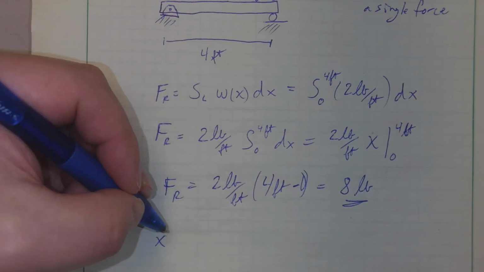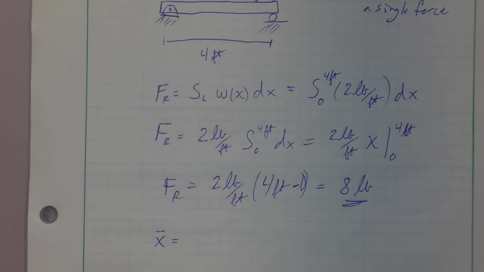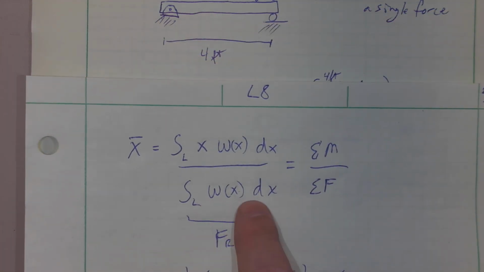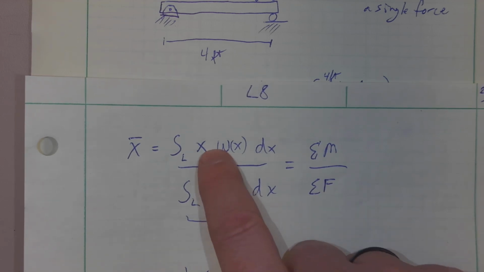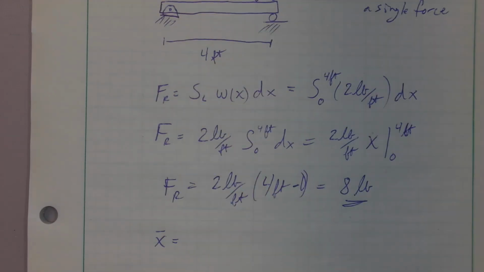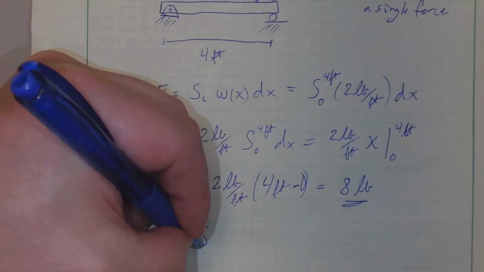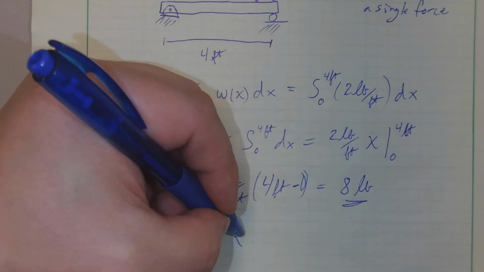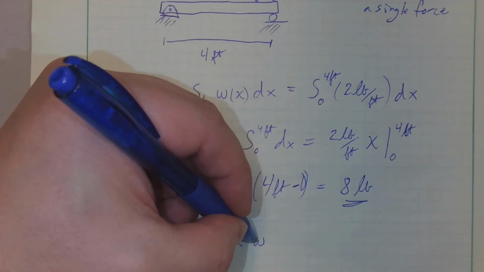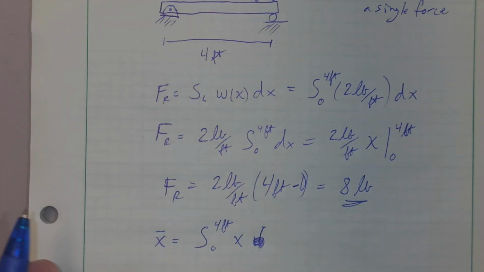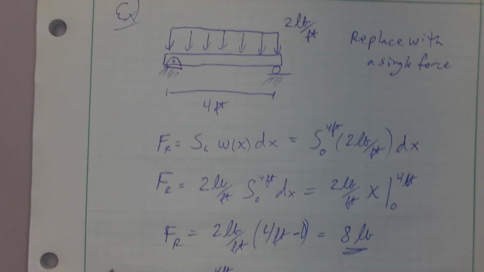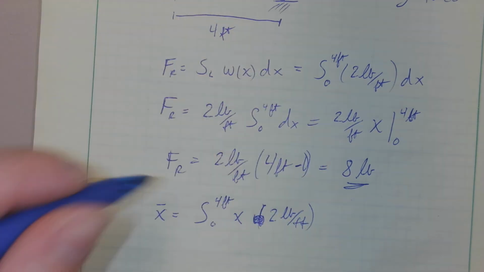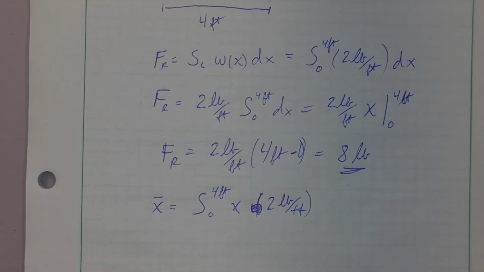How do we find where this guy gets located? Well, again, X bar, the location of that force. Now we've just done this. We found the resultant force. Now I need to integrate X times that W(X) along the length. So the integral from 0 to 4 foot of X times whatever W(X) is, well, our W(X) we've already found is 2 pounds per foot. So rather than writing W as a function of X there, I'm going to write in my value for W as a function of X. That's 2 pounds per foot.